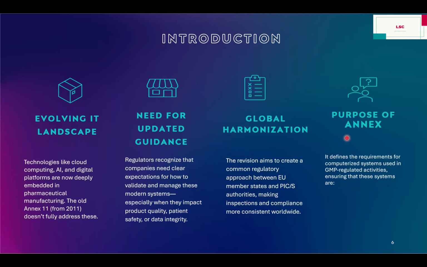Now, the purpose of the Annex. It defines the requirements for computerized systems used in GMP regulated activities, ensuring that these systems are, first of all, properly validated, second, secure and reliable, and third, aligned with quality and safety standards. So these three things need to be very clear for the user and for the regulatory market. So this is the purpose of the Annex, and this is the introduction of the draft Annex 11.